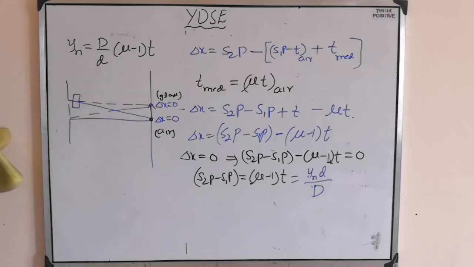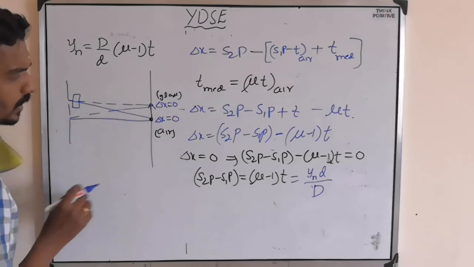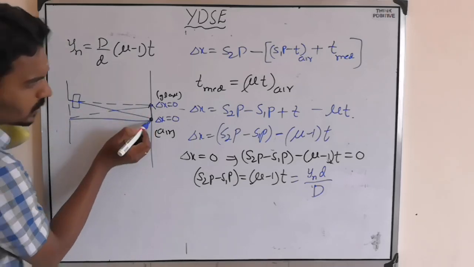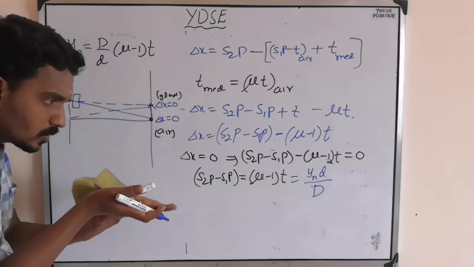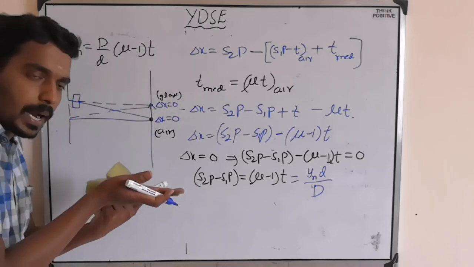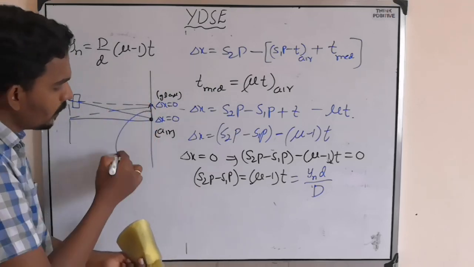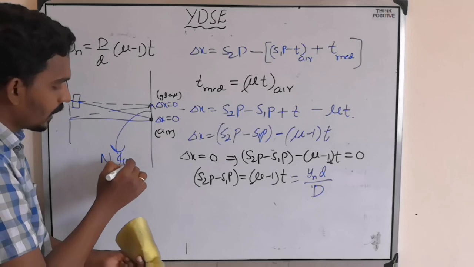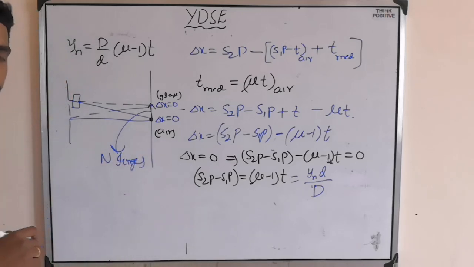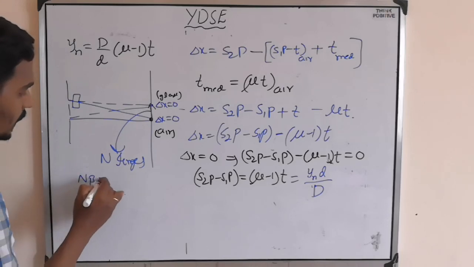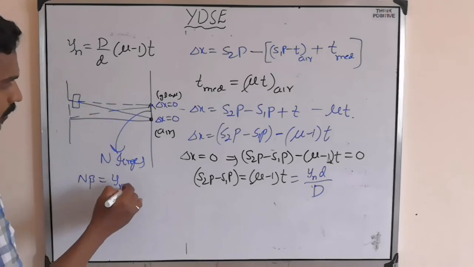Now here they can ask you one more question. Like with air, suppose within this distance, what is this distance? The distance through which the fringe pattern got shifted. Within this, suppose n fringes are there. Then n into beta should be equal to what? Yn.